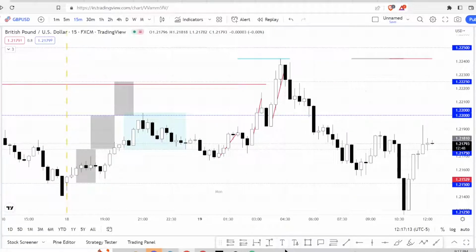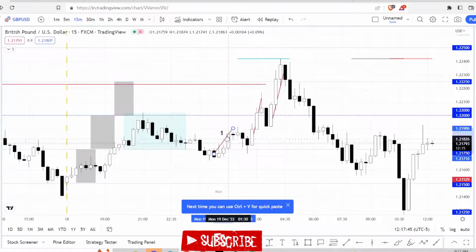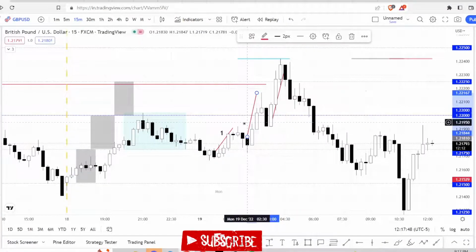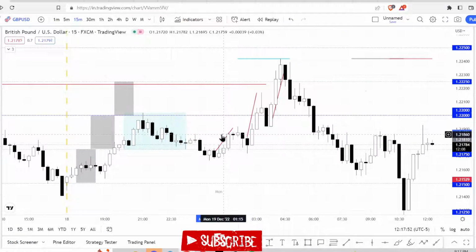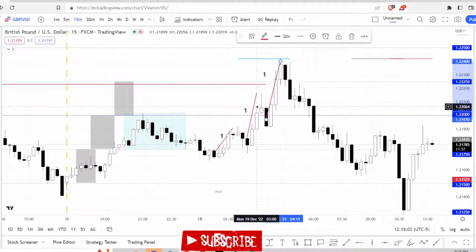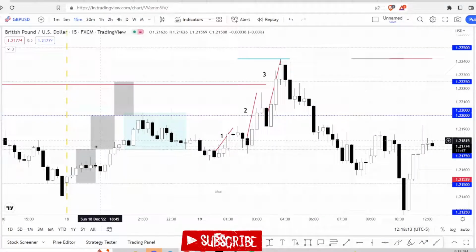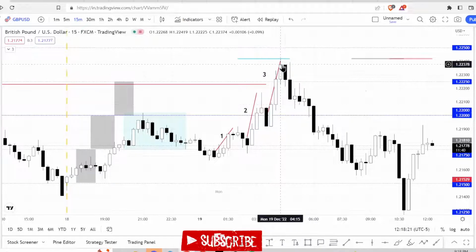All right, so here is our first push, second push, 1 2 3. 3 levels of rise with a 1 2 3 push to the high. Then we have 3 pushes to the high.